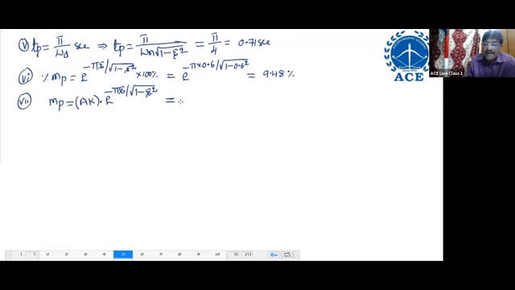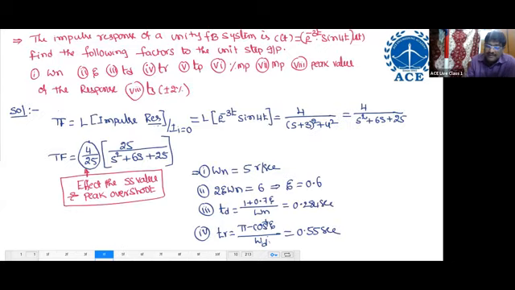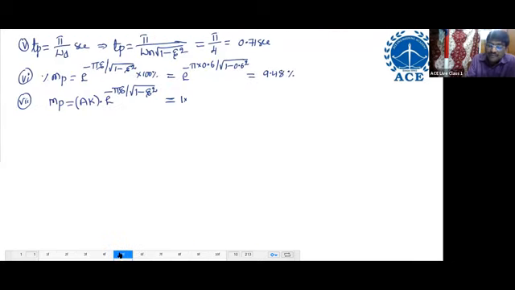What is A? 1. What is K? K is 4 by 25, into e power minus pi zeta. Zeta is 0.6, divided by root of 1 minus 0.6 square. What is the answer? 0.01516.